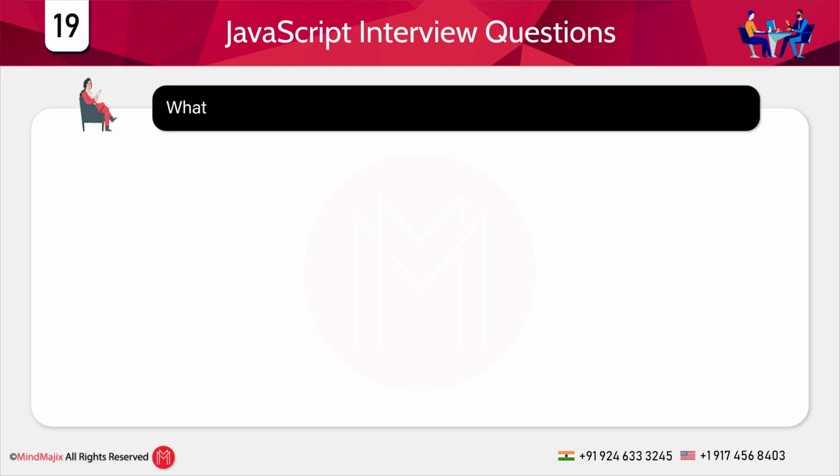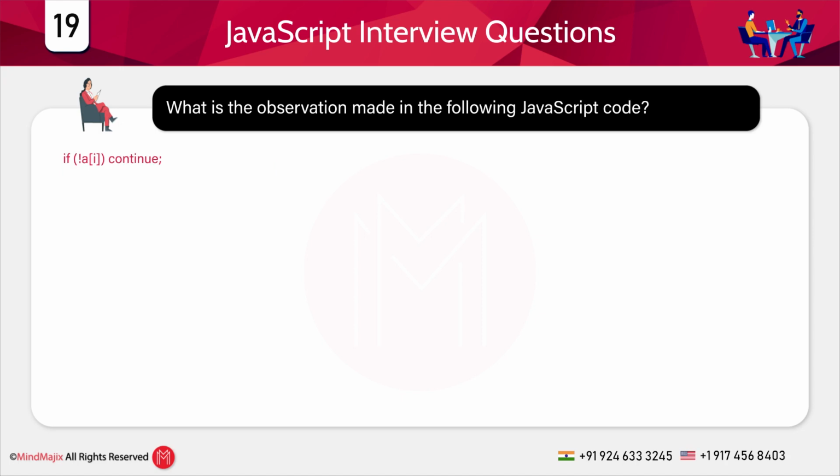Next question, what is the observation made in the following JavaScript code? If not a of i, then continue. So its meaning is, if a of i means if at the ith location of a the element is not there, in that case the condition becomes false. So if the condition is false, then continue.